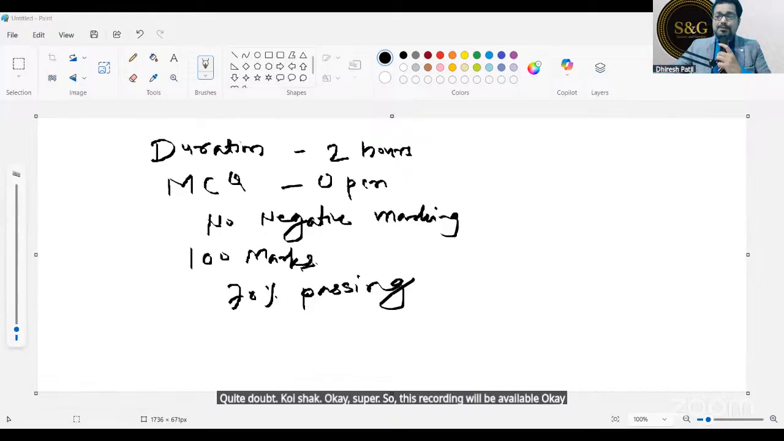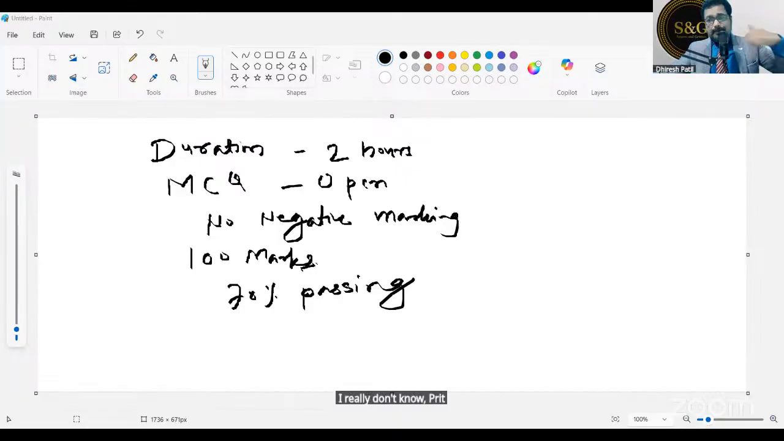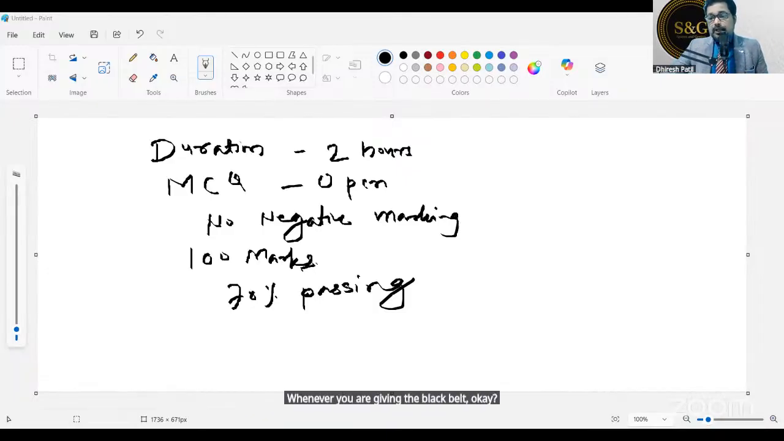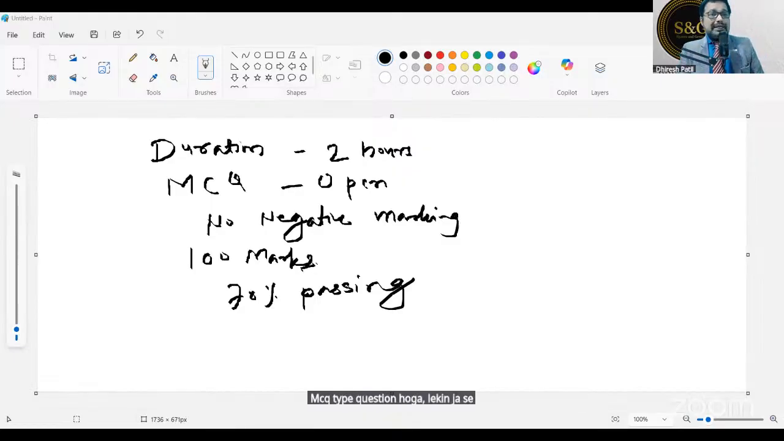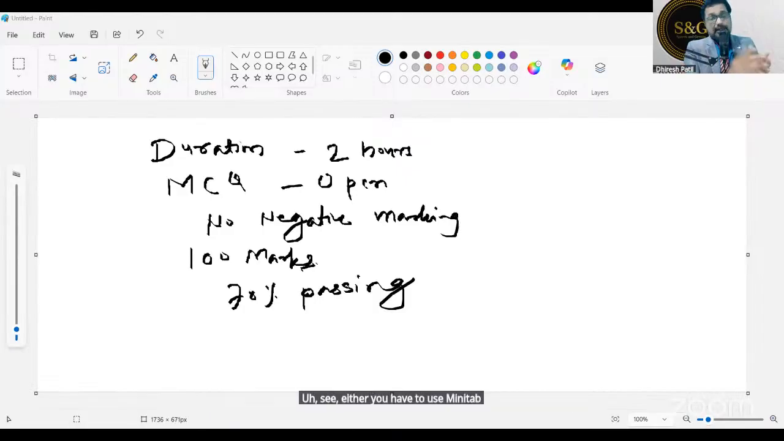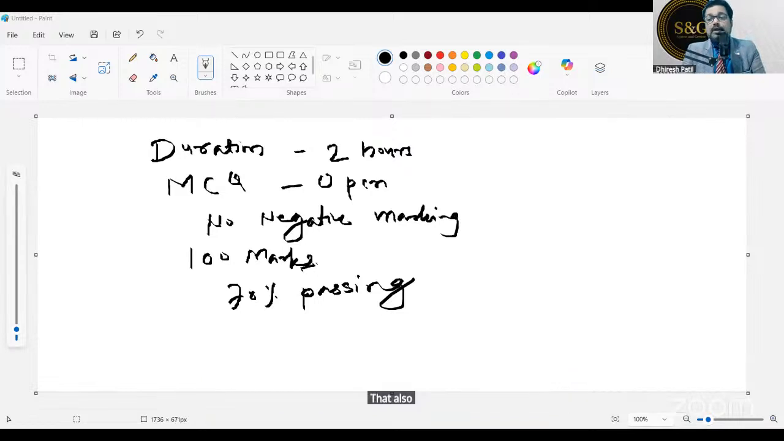Are we expected to use Minitab to find the answer? I really don't know, Priti, but see, the exam keeps on rotating. So will Minitab be used? Maybe it could be. So keep your Minitab handy whenever you are giving the black belt. Yes, Pankaj ji, the examination will be exactly like green belt. It will be MCQ type questions. But as Priti ji asked, do we have to use Minitab? Either you have to use Minitab sometimes just to give the answer, or some Minitab screenshots will be given and you have to give the inference of that. That also might be the case. So keep Minitab handy.